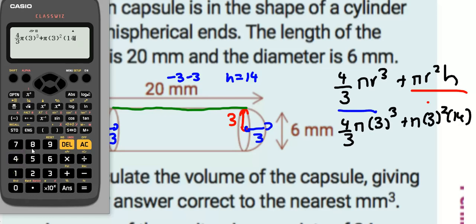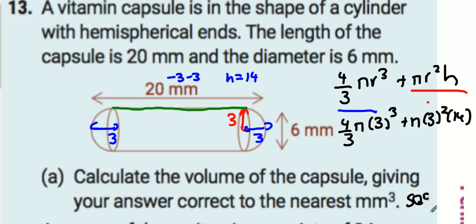So press the change button. Anybody lacking? Anybody else? Come and get it. Come up and get it. All right, so we got 509 millimeters cubed. How'd you rank that question on a scale of difficulty?